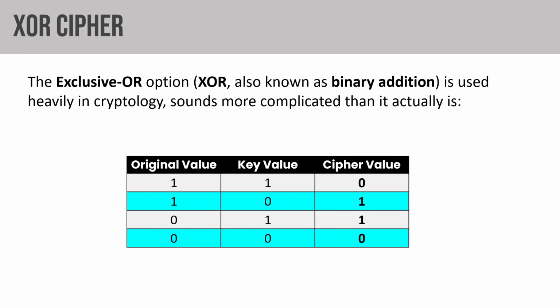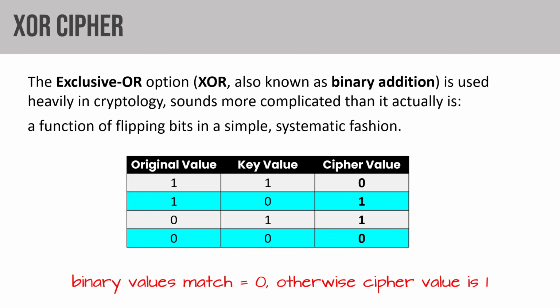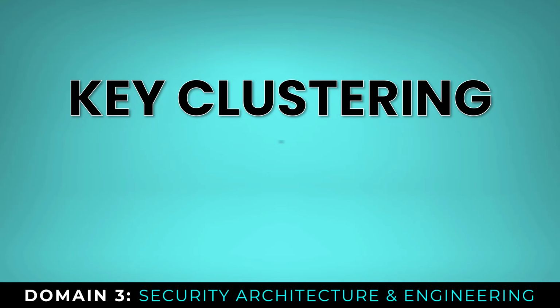All right, so I told you we'd talk about XOR. This is the exclusive OR operation, or XOR. It's also called binary addition sometimes. It's used pretty heavily in cryptology. It actually sounds a lot more complicated than it really is. It's basically a function of flipping bits in a simple systematic fashion. So if you look at my table here, we have the original value and the key value and then the cipher value. What you're seeing here is when the binary values match, we get a 0, and otherwise it's going to be 1. So 1 and 1 matches, we get a 0.